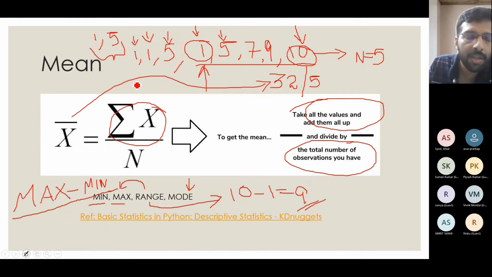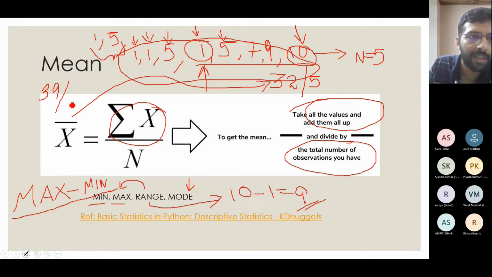For the mean, you add up all these elements. So 1 plus 1 plus 5 plus 1 plus 5 plus 7 plus 9. We added till here 32. Then adding another 7, it will be 39. So considering this full data, my mean will be 39 divided by the total number of data points. In this case, 1, 2, 3, 4, 5, 6, 7, 8. So 39 by 8 will be my mean.